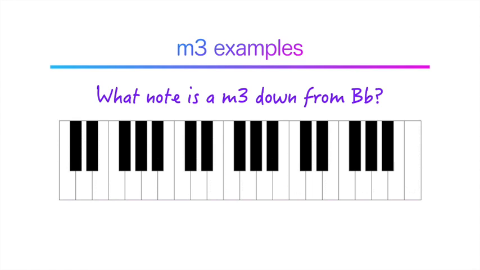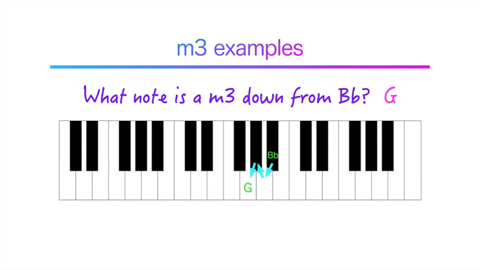What note is a minor third down? This time we're changing the direction. What note is a minor third down from B flat? So first you have to find B flat on your keyboard, and then go down 3 half steps. And you should end up on G.